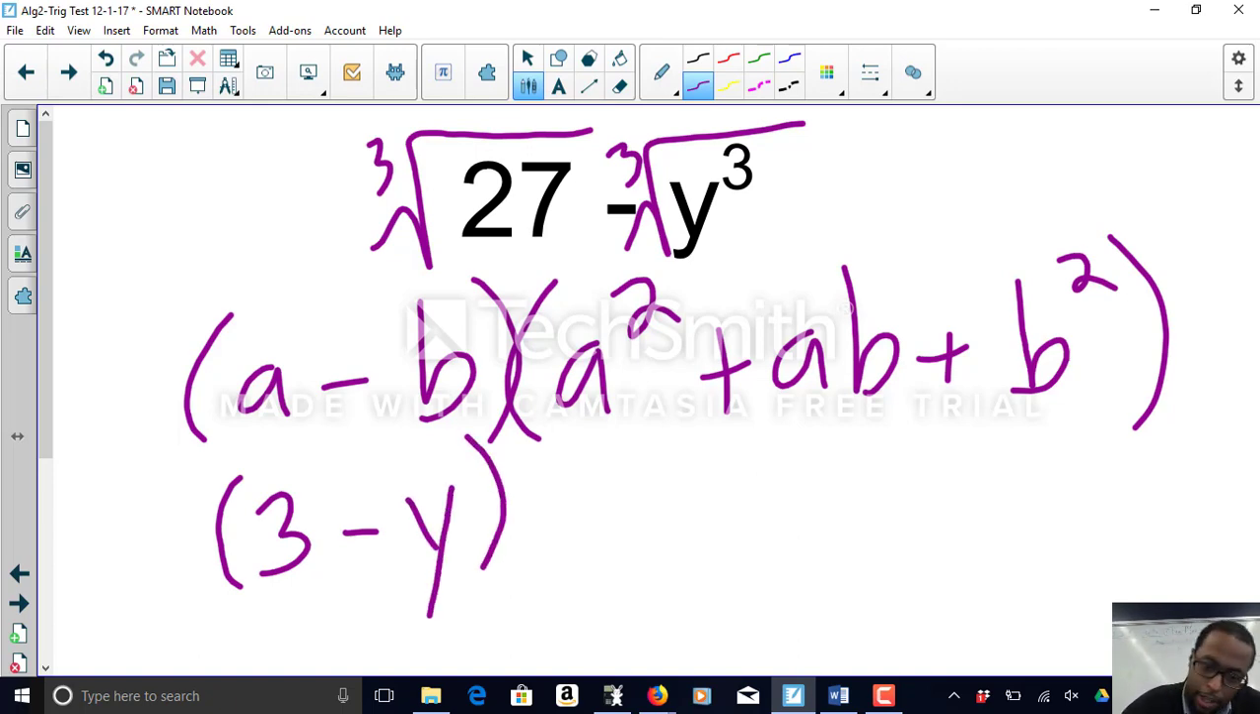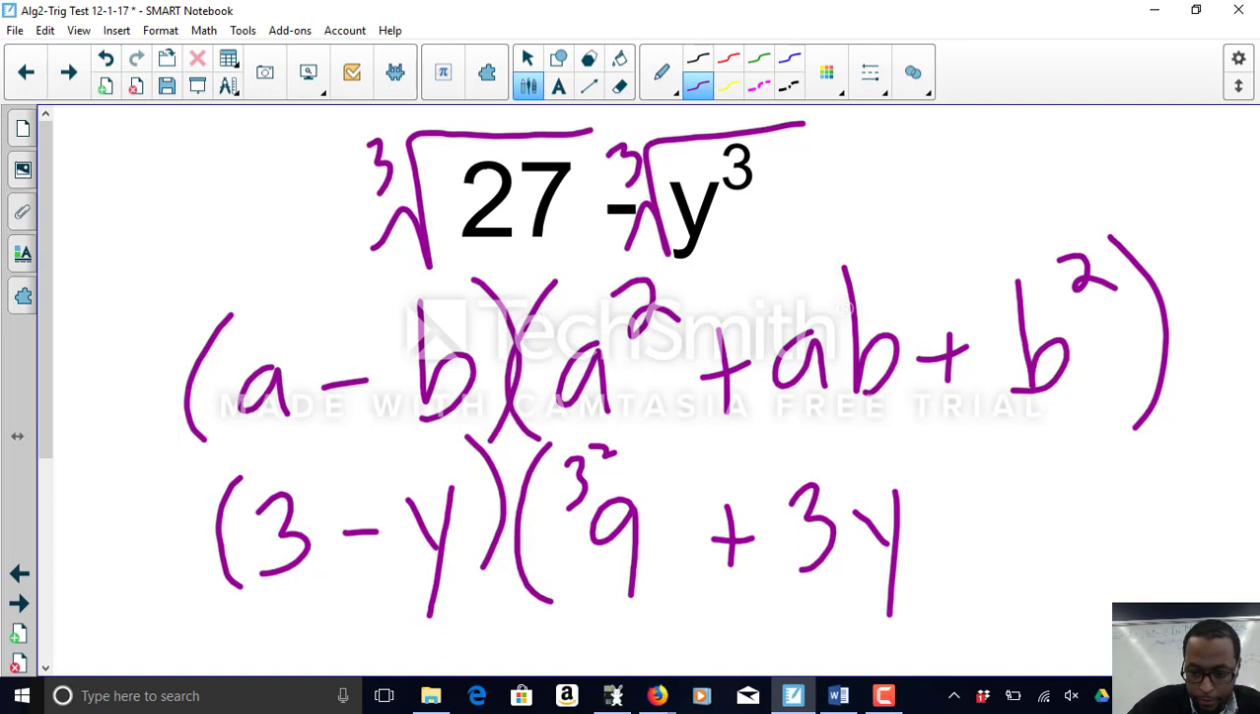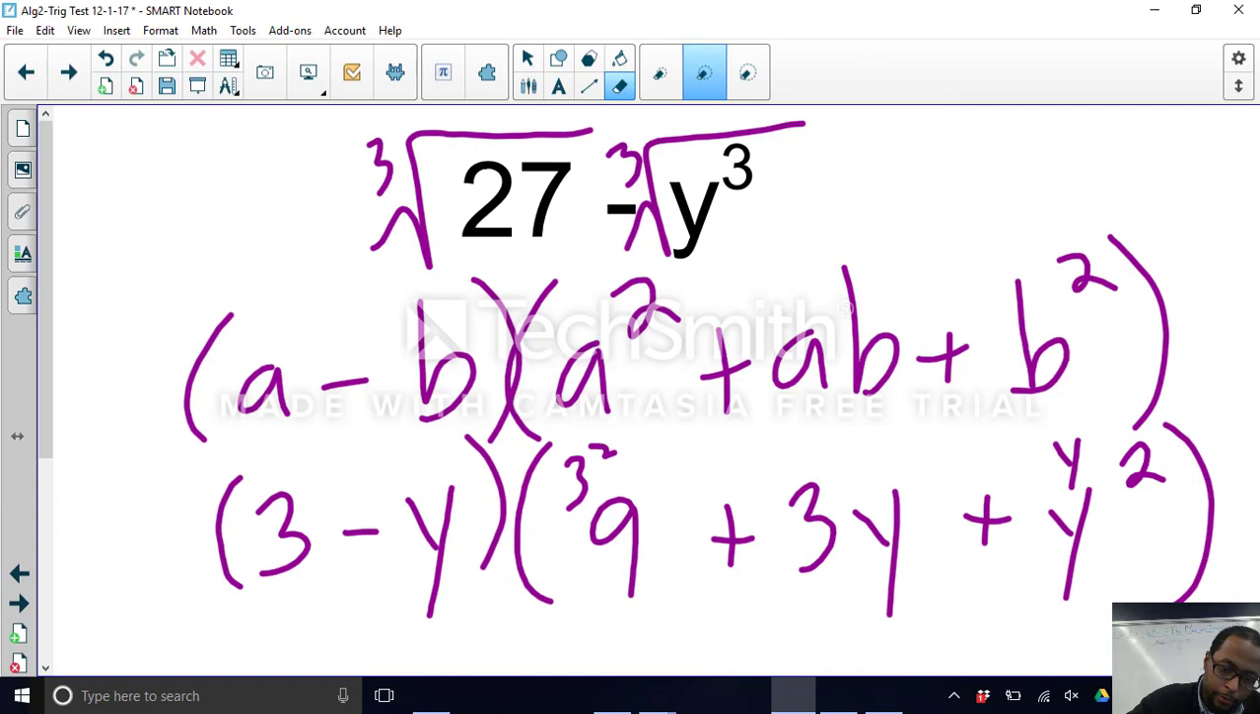Okay, and then I'm going to plug everything in. So if A is 3, this is going to be 3 squared, and 3 squared gives me 9. Plus, again, A is 3, B is y, plus B squared, if B is y, is going to be y squared. And this is my answer. Okay? So in these questions, I'm just going to follow the formulas. All you're doing for these questions is following the formula.